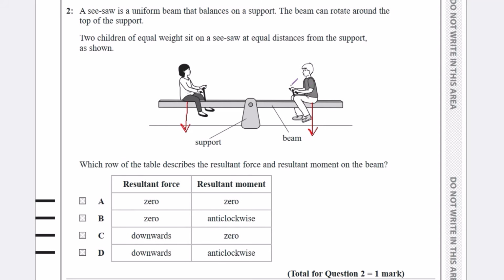So there are two downward forces, and to keep the seesaw in equilibrium, there has to be an upward force from here upward, and the length should be equal to twice the size of either one, because these two added up give you the upward force. The two downward forces added up give you the upward force, right? So the forces are balanced and the moment is also balanced because the body is in equilibrium. So the answer should be A.